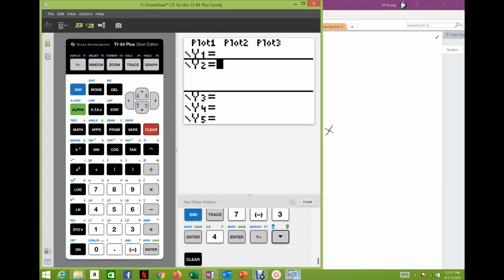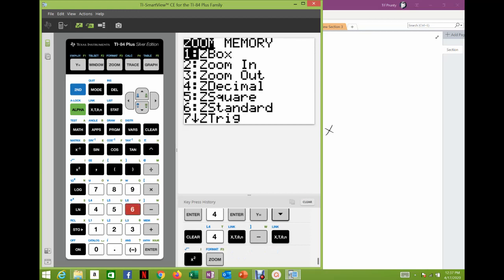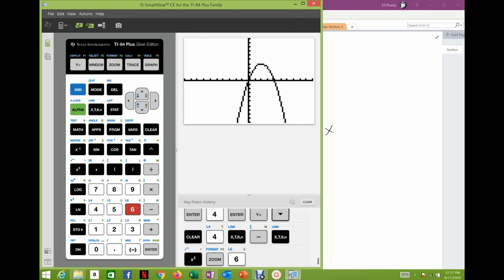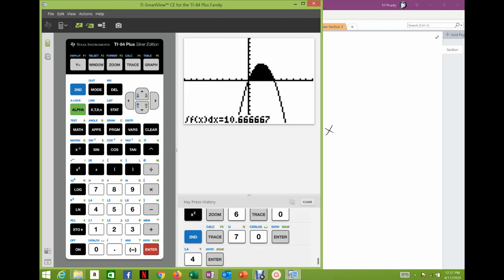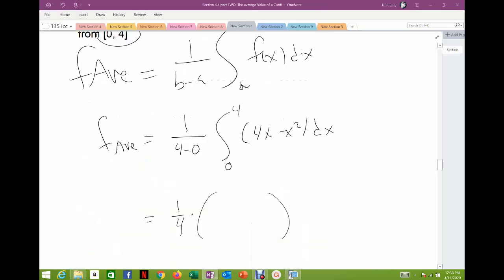So again, I'm going to go to the calculator, type in my function 4x minus x squared. I'm going to do a standard window, so I'm going to go to Zoom Standard. So there's my function. I'm integrating it from 0 to 4, so it's going to find that whole area. So 0, second trace, 7, integrate 0 to 4. So 10 2/3, or 1/4 times 10.67. Again, I'd be okay with fractions.